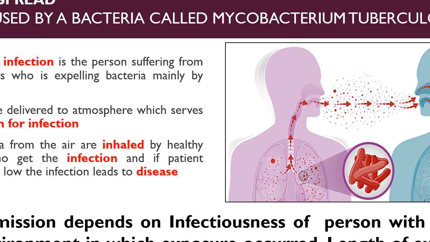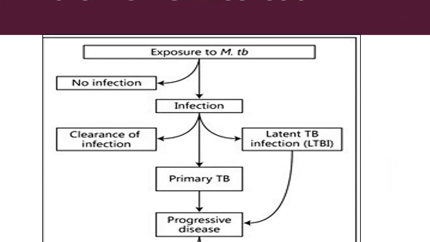TB transmission depends on the infectiousness of the person with TB disease, that is the dose he is putting into the atmosphere, the environment in which the exposure is occurring, the length of exposure, and the virulence of the tuberculous bacteria. Now, what happens when a person is exposed to Mycobacterium tuberculosis germs? He may get infection or he may not get infection.